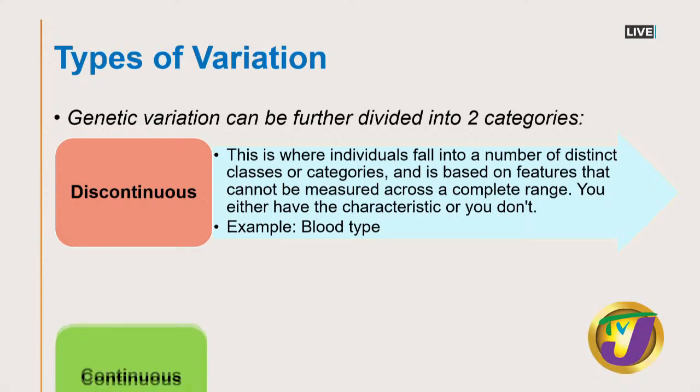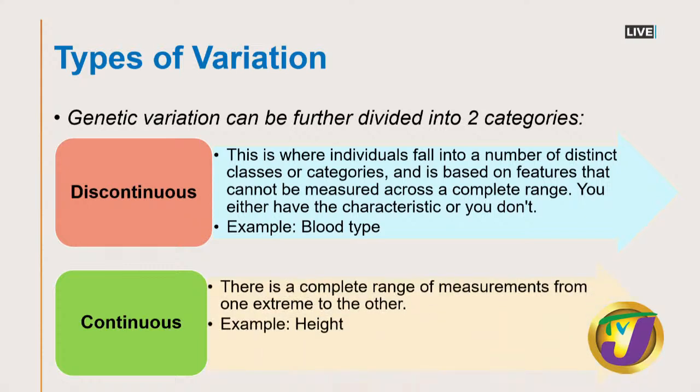For continuous variation, on the other hand, which is our second category, what we find is that there are not necessarily complete or specific categories because there are measurements that are taken into consideration. So let's look at height. Even though we say that someone is tall or short, it is very relative to someone who you're standing against.